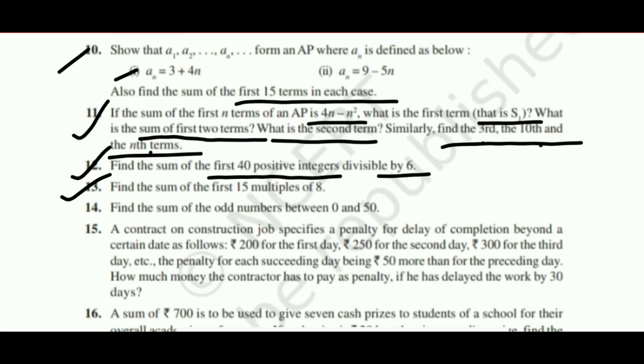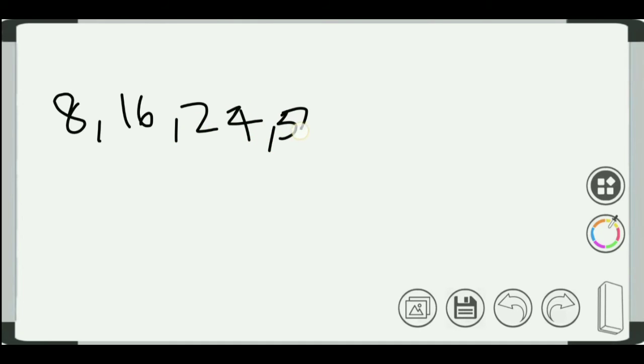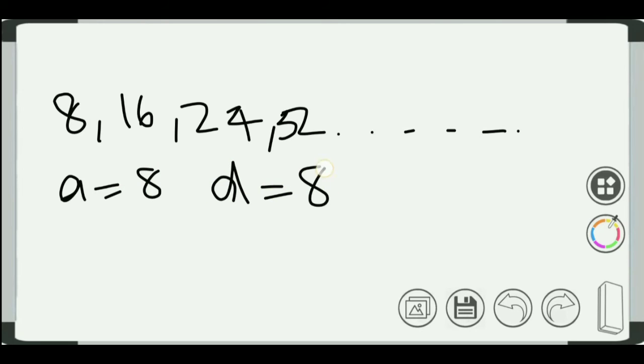So 13th one, find the sum of first 15 multiples of 8. The same way you can do it by taking a = 8, d = 8, n = 15. Here it is a multiple of 8, so it will be 8, 16, 24, 32, etc. Your a will be 8, d also will be 8, up to 15 terms. n = 15.